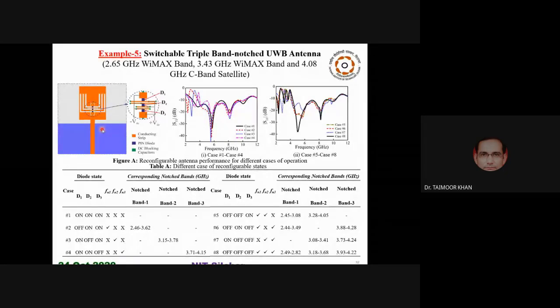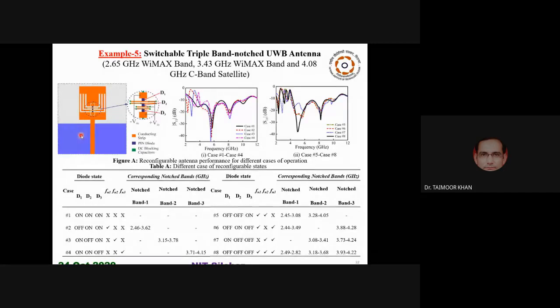If I go back, initially somewhere in the presentation I have given you four different shapes of UWB radiator. One was a truncated rectangular shape, the second is this type of shape, the third was the elliptical shape, and the fourth was the dielectric resonator shape. But ultimately in all those types of design, this gap was very much responsible for creating the UWB characteristic. It will vary from design to design.